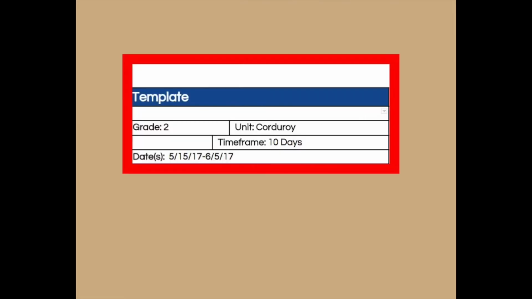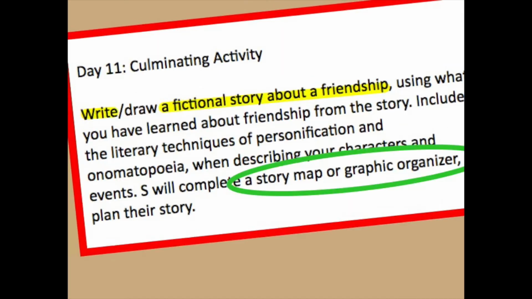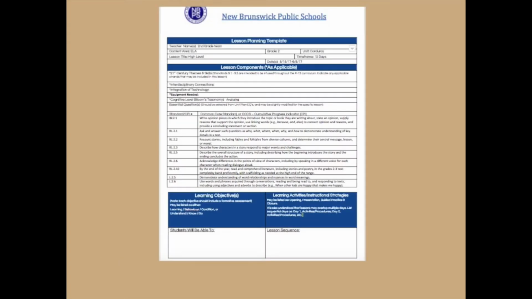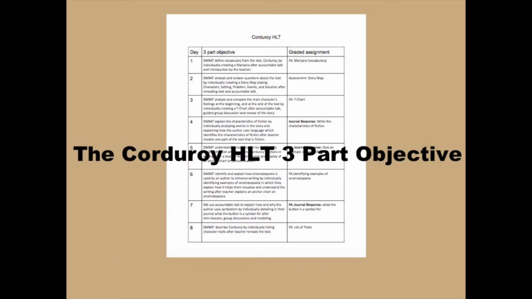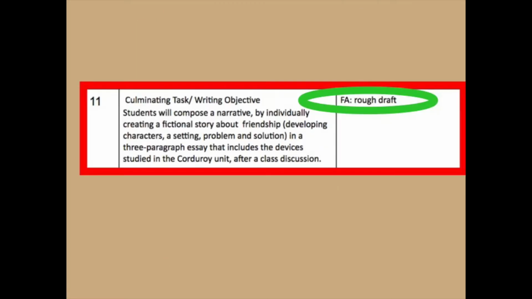What this is about is the lesson plan about Corduroy, page 6, day 11, culminating activity where they write a fictional story about friendship using a story map or graphic organizer. Now, if instead of the lesson plan, you're looking at the Corduroy HLT 3-part objective, keeping in mind this column is the graded assignment. Second page, day 11 again, they should be graded on a rough draft.